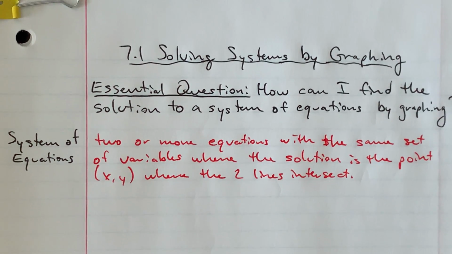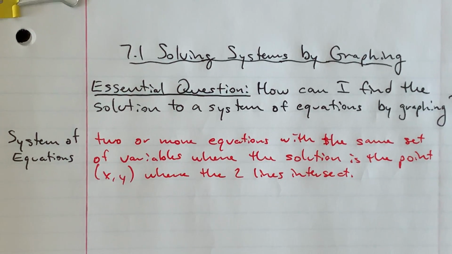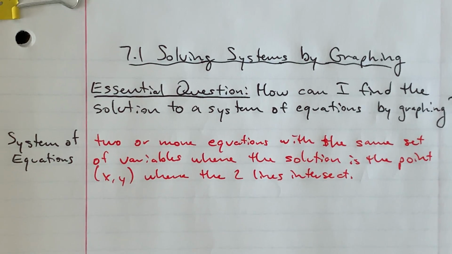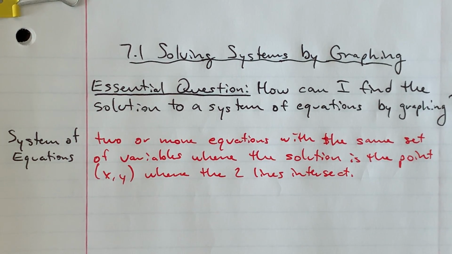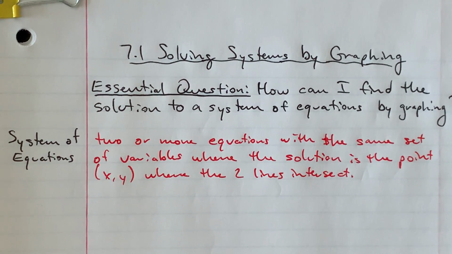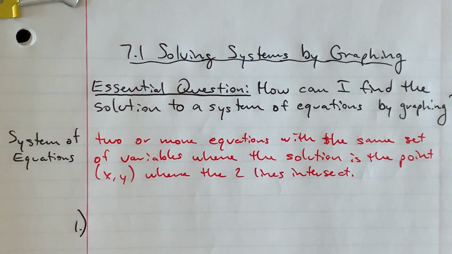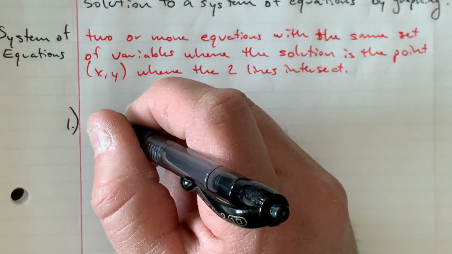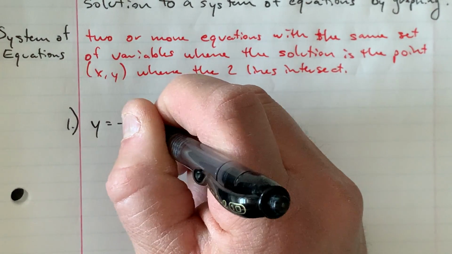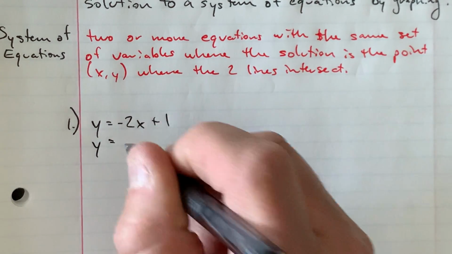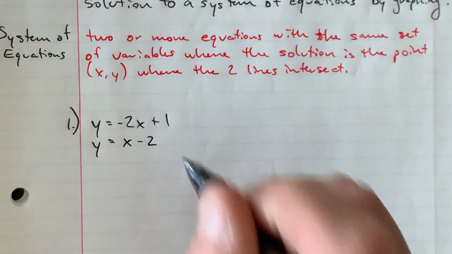I'm giving you a system, which essentially is just two equations, and we're seeing where these two lines cross each other or where they intersect. Pretty straightforward process, in my opinion. So this is what it looks like. Example 1. y equals negative 2x plus 1, y equals x minus 2.